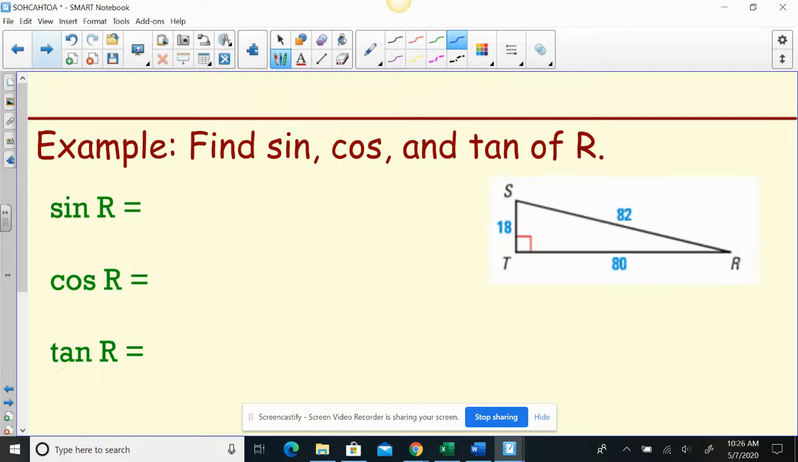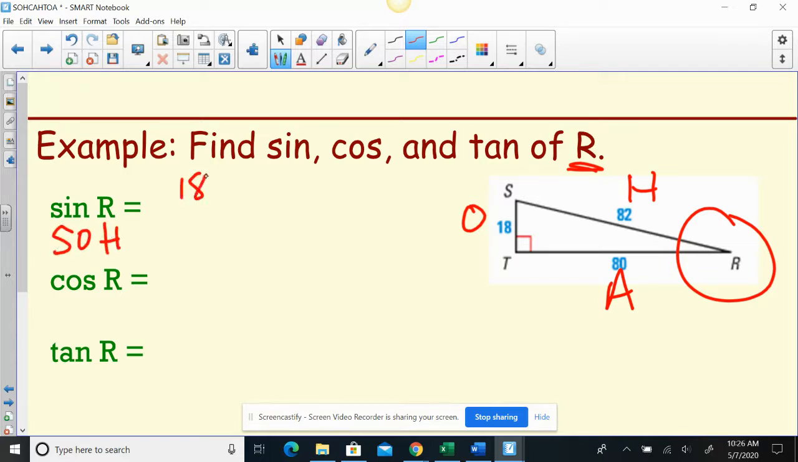Okay, go ahead and try this one. So pause it. All right, let's go over it. So sine of R. Now my reference angle is R, so I want to circle that. I want to label my hypotenuse, the longest, across from the 90-degree angle. O is opposite of that reference angle, and then A is adjacent.